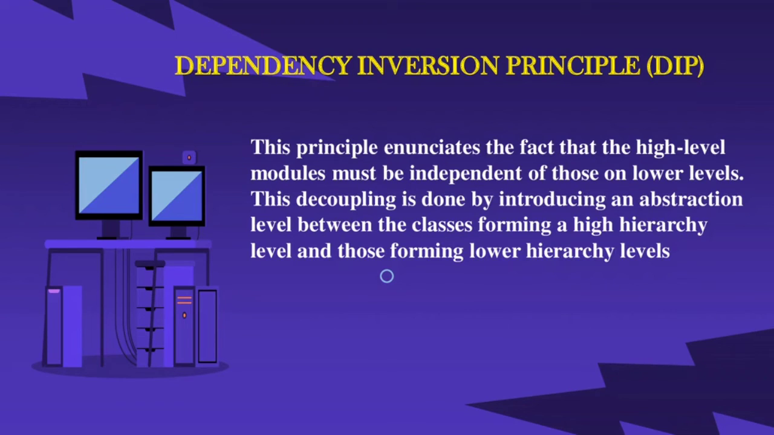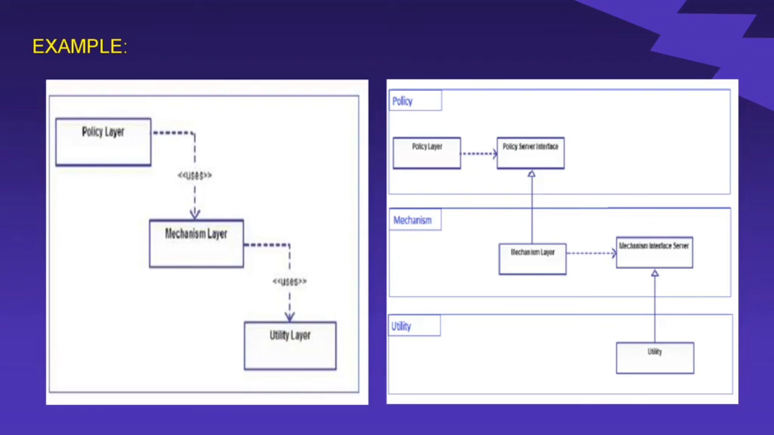Finally, we are going to see about the dependency inversion principle. In this principle, high level modules must be independent of lower levels. This decoupling is done by introducing an abstraction level between the classes forming the high level hierarchical levels and those forming lower hierarchical levels. So this is an example for the dependency inversion principle. There are a policy layer, a mechanism layer, and a utility layer. The policy layer and mechanism layer are connected through the policy server interface. The mechanism layer and utility layer are connected through the mechanism interface server.